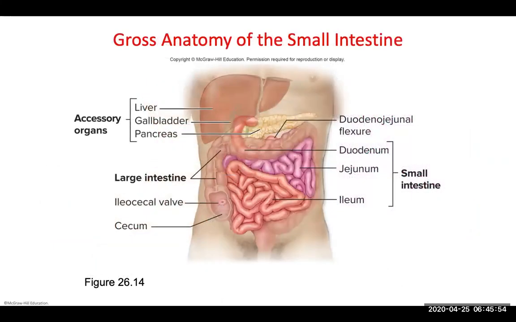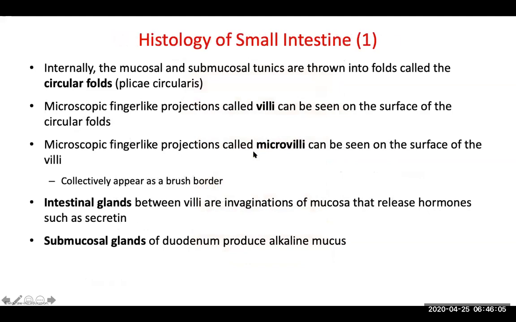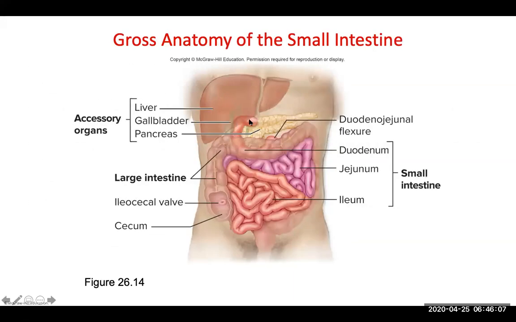Then we'll move on to the small intestine. There's 3 parts to the small intestine. The duodenum, and I hope you can see my cursor, it's this C-shaped part right here that connects right to the stomach. So the duodenum connects right to the stomach, and then it curves back around into the jejunum, which is shown in purple. The jejunum makes up the upper 1/3 of the small intestine, and the ileum makes up the lower 2/3 of the small intestine.